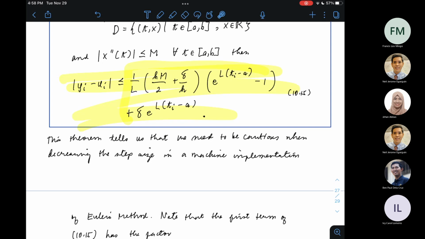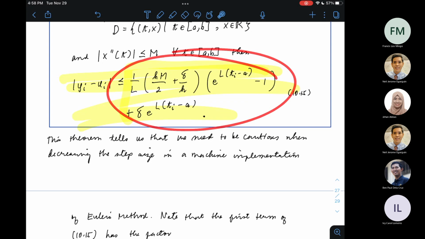Kaya lang dahil sa computer natin pinagawa yung computations, merong nadadagdag na factor ng delta over H. Pero delta over H will approach 0 when H approaches 0. So magkikick in yung machine error or yung machine truncation error whenever H is very, very small. On the other hand, if you choose H to be very, very big, ang unti lamang nung nagiging contribution ng machine truncation error, pero ang laki naman ng theoretical error. So you need to find the perfect balance between these two guys.